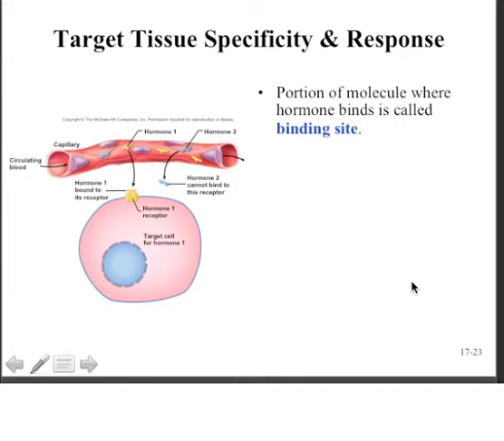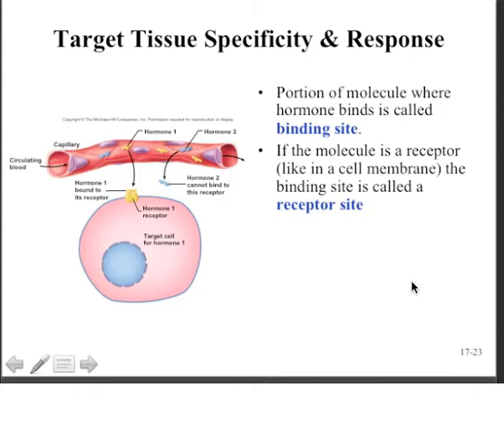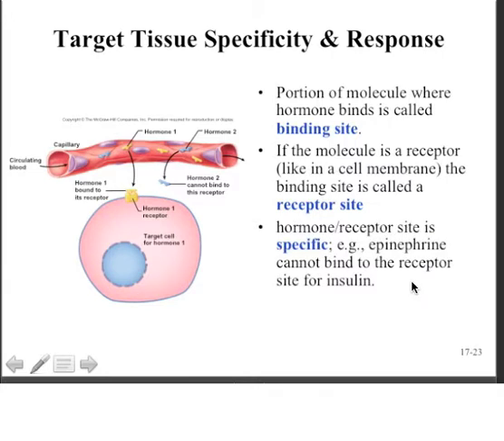A portion of the molecule where the hormone binds is called the binding site. The receptors are proteins that are going to have a cleft on the surface that's going to fit perfectly with the ligand. If the molecule is a receptor, like in a cell membrane, the binding site is called the receptor site. If the receptor site is specific, such as in the case for epinephrine, it cannot bind to the receptor site for insulin. So we have to understand that what defines a target tissue is the presence or absence of a receptor specific for that particular hormone.